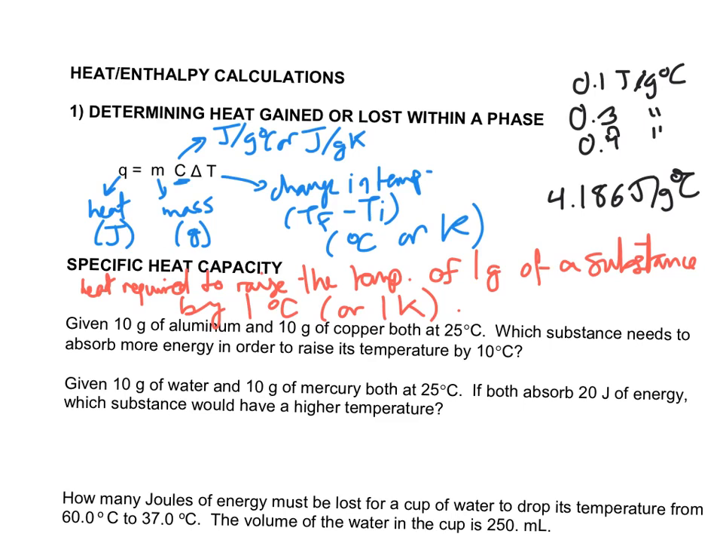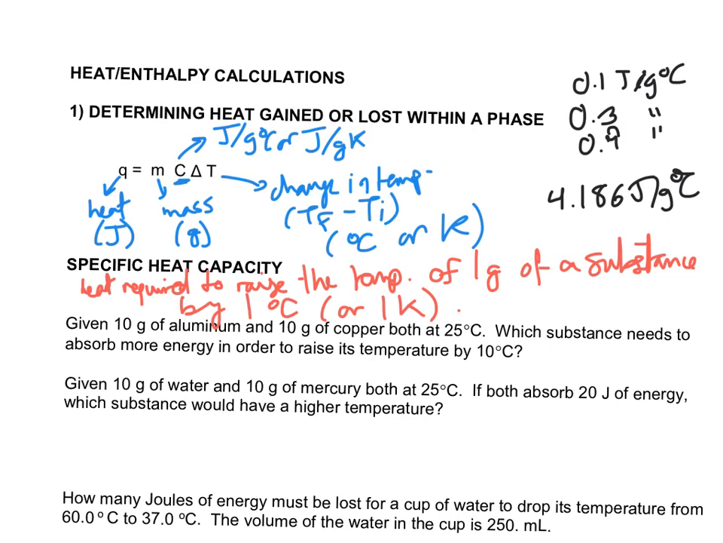So what does that mean? Well, if you have a low heat capacity, that means you only need a little bit of energy to raise your temperature for 1 gram of your substance. So a little bit of energy will raise its temperature, which makes sense.